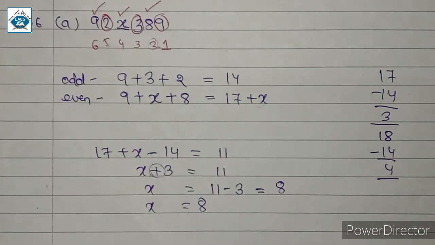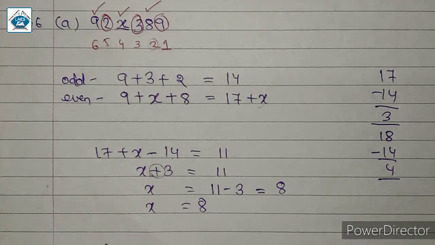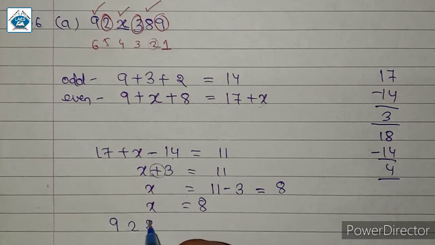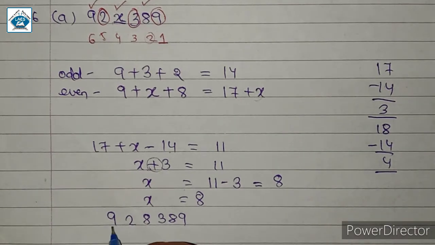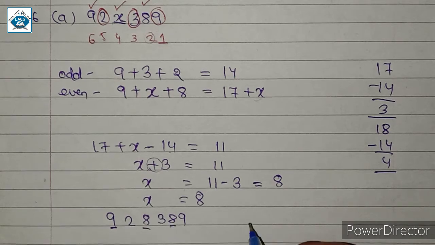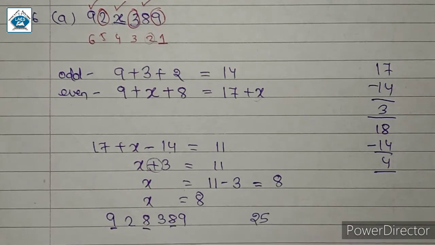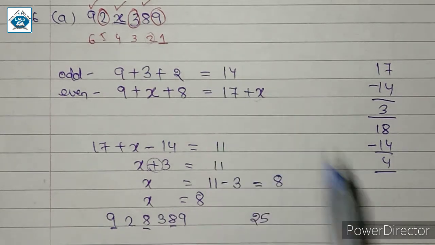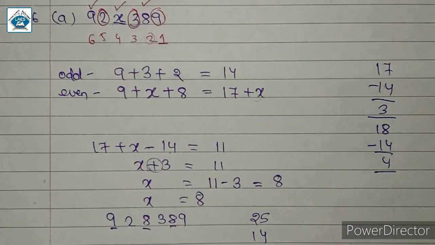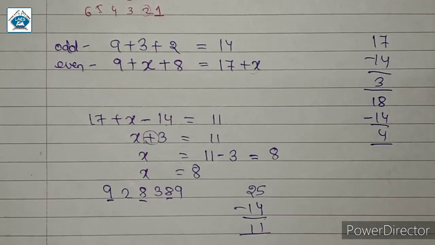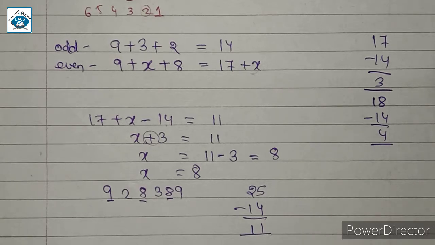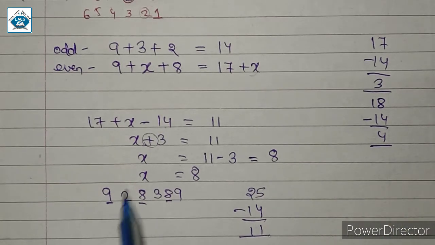जब हम इस ब्लैंक स्पेस में 8 लिखेंगे, then that number will be divisible by 11. यहाँ पे 9 2 8 3 8 9, this is the number. Now when we add the even places we have 9 plus 8 plus 8, which is equal to 25, and when we add the odd places we already got 14. So here 25 minus 14 is equal to 11. 25 minus 14 करेंगे तो क्या मिलेगा, we will get 11. So 11 is divisible by 11, right? So here this number will be divisible by 11.